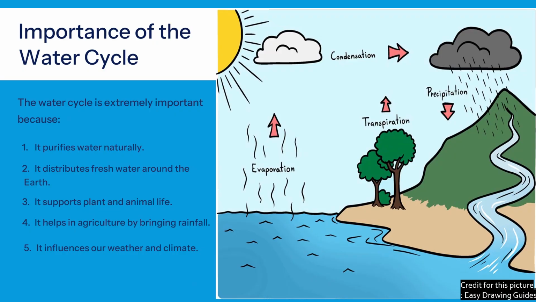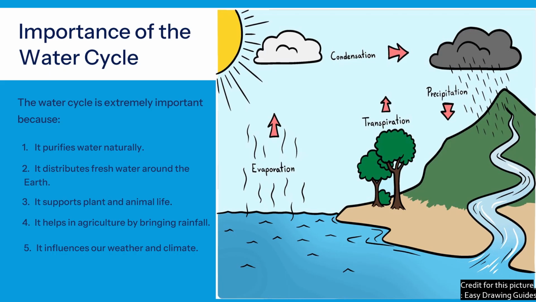Importance of the water cycle. We understand that water is extremely important because it purifies water naturally, it distributes fresh water around the earth, it supports plant and animal life, it helps in agriculture by bringing rainfall, and it influences our weather and climate. So here I have provided a picture where you can see the whole process of the water cycle.